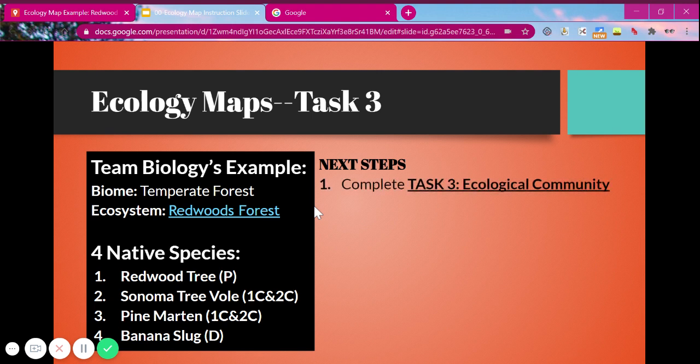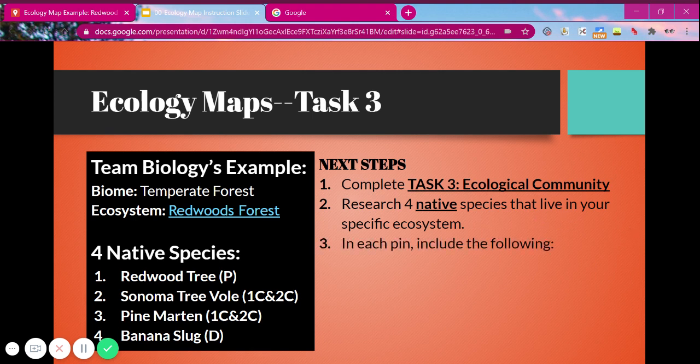So in task 3, you are going to be researching an ecological community found in that ecosystem that you chose in task 2. So what that means is you are going to be researching 4 native species that live in your specific ecosystem. I'm going to emphasize the word native here because these are species that are found originally in that ecosystem. They're not invasive.